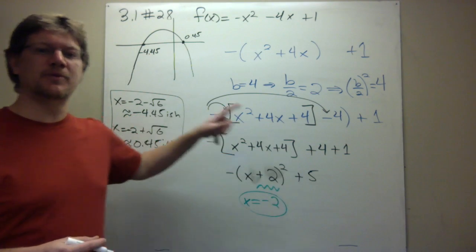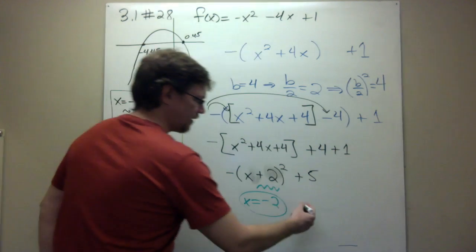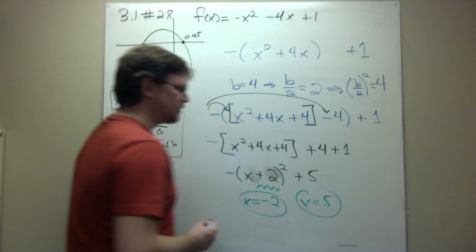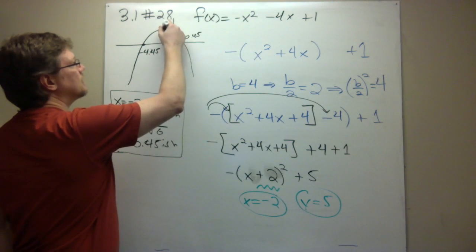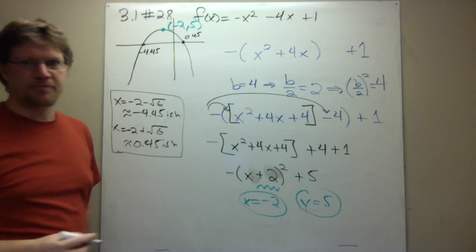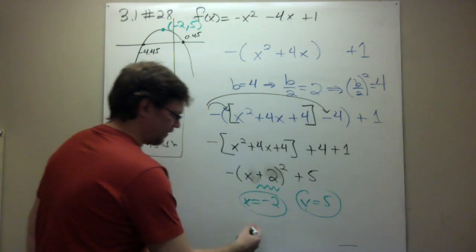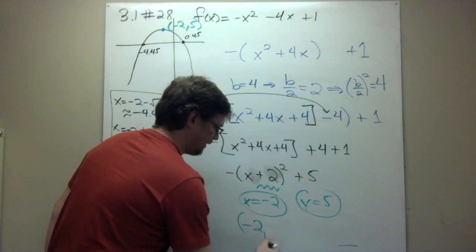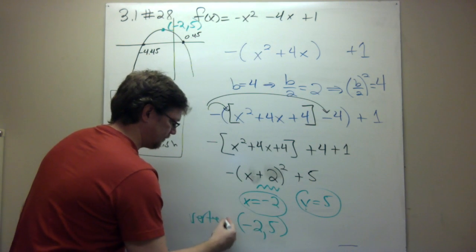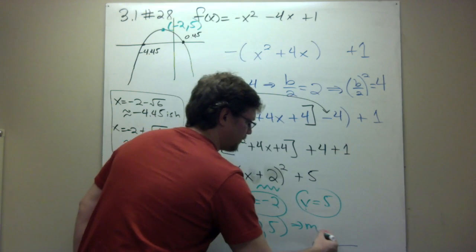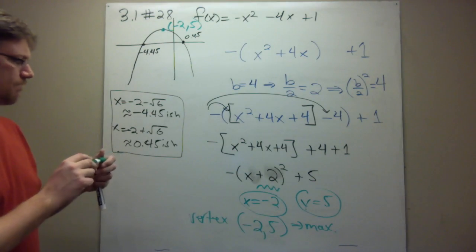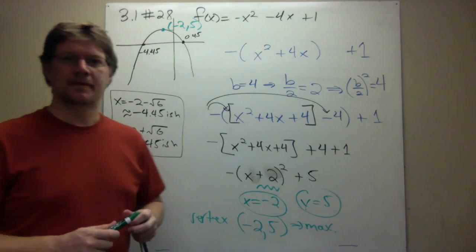So this maximum occurs when x is negative 2 and y is 5. So the maximum point here is at negative 2, comma 5. Or write it down here, negative 2, comma 5 is my vertex. And it is a maximum. It's a maximum because that is a negative 1. All right. Thank you.